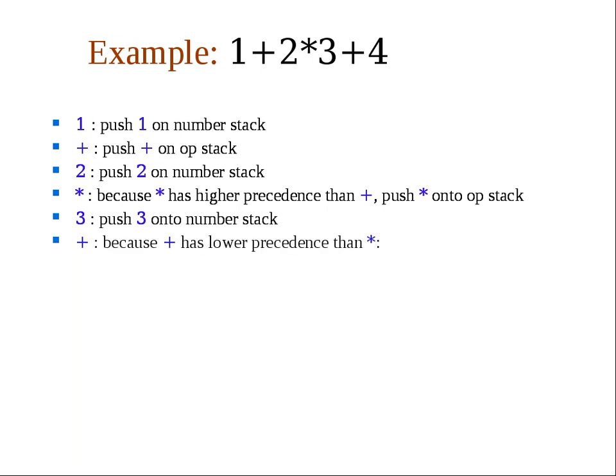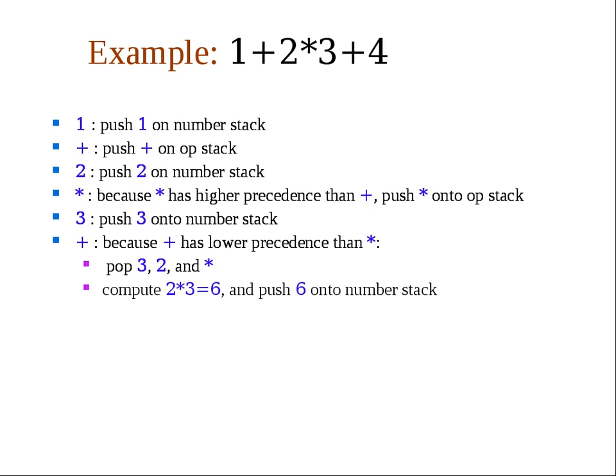Plus, because plus has a lower precedence than multiplication, what happens? Pops multiplication off and put plus on. You're popping the multiplication, which means you need to apply multiplication. But what else do you need in order to do that? Pop the number. Yeah, so now you pop 2 of the numbers and the multiplication, do it, push it back on the stack, compute 2 times 3, push 6 on the stack, and then push plus.